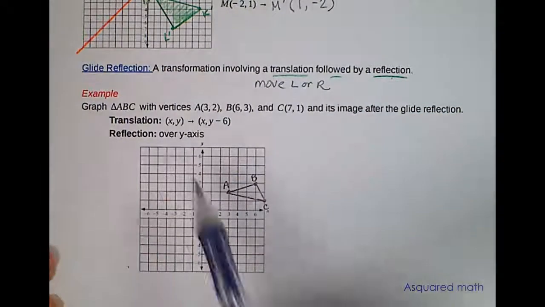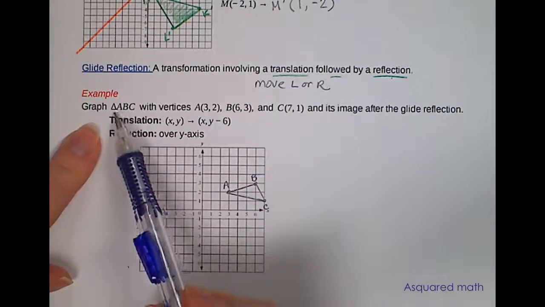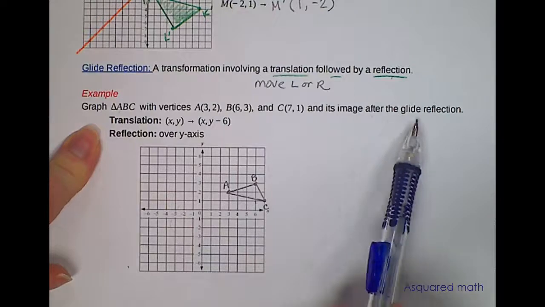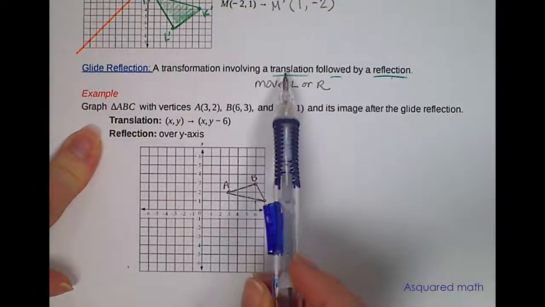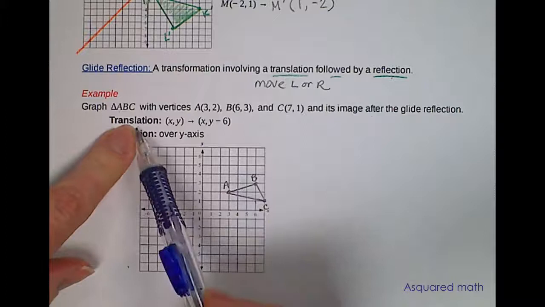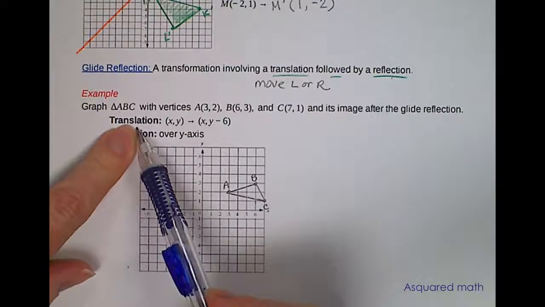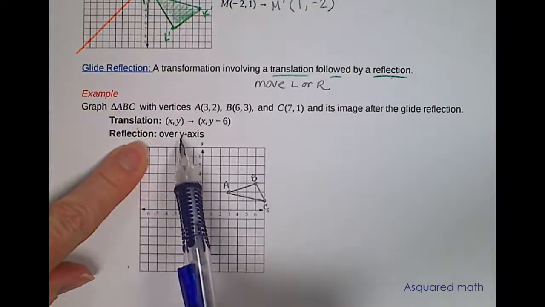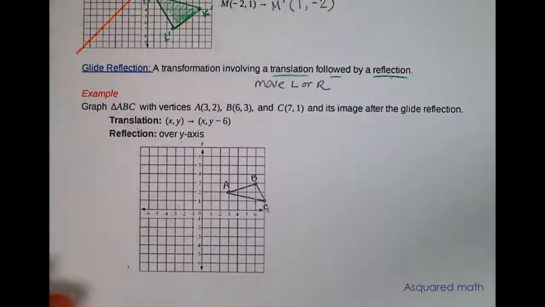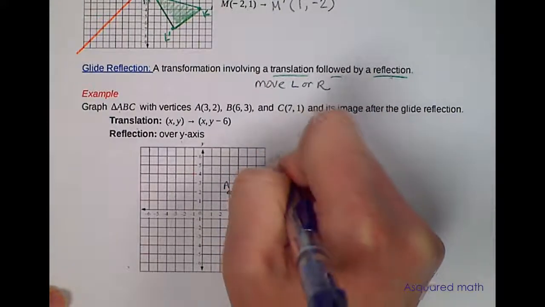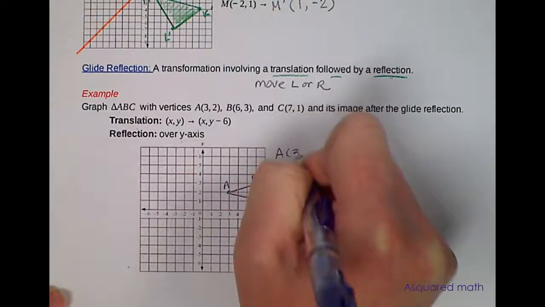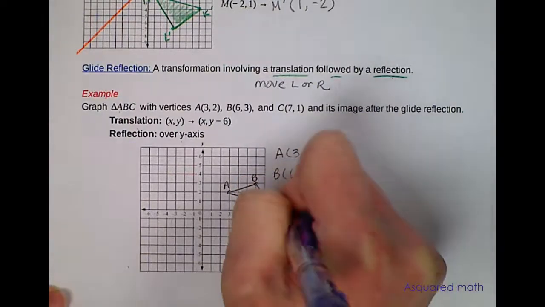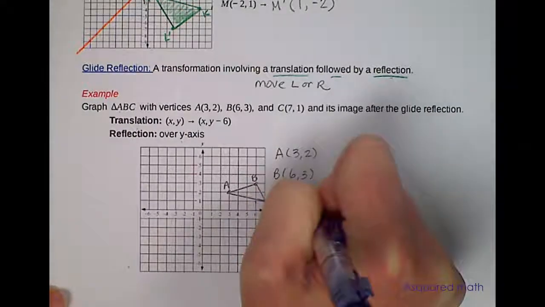So let's do an example, and we're asked to graph triangle ABC, which I already did, and its image after the glide reflection. We first need to do a translation, so that's what they're giving us, and that's on top, so we will do that first, followed by a reflection, and then they tell us to reflect it over the y-axis. So let's write out our points here. We have point A is 3, 2, B is 6, 3, and C is 7, 1.